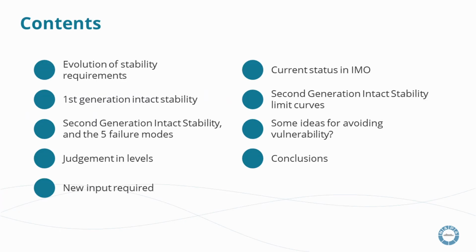Here's an overview of the contents in this presentation. I'll start with the evolution and how we got to where we are now, and the main ideas behind the first generation intact stability criteria. Then I'll present the 5 failure modes of the second generation intact stability criteria and the idea of judging these in levels. Following this, I'll present the current status in IMO, mention limiting values for the second generation intact stability criteria, and discuss some ideas for avoiding vulnerability, to finally conclude at the end.